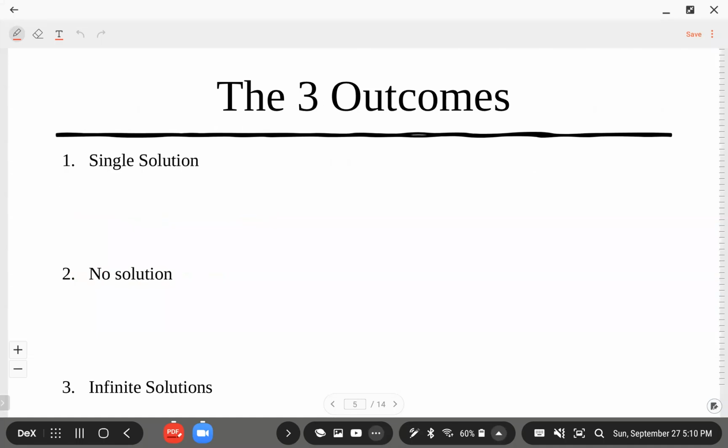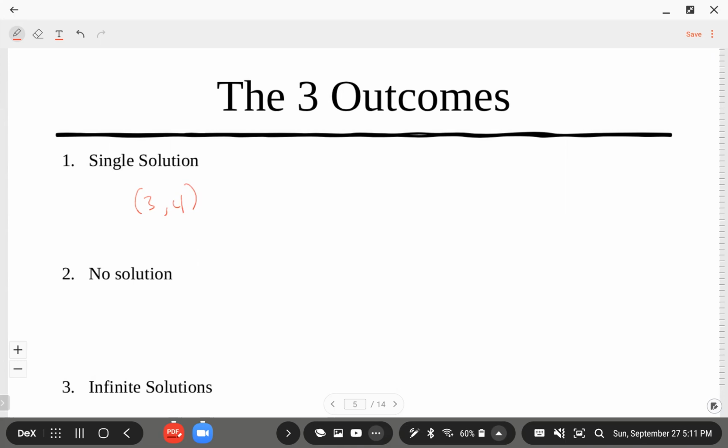So there are three outcomes to a system of equations. Okay. So one, there's a single solution. Okay. There's only one intersection point, right? If they're lines, then you can only have one intersection. Okay. So the intersection, say, is like 3, 4. Okay, that's our single solution.